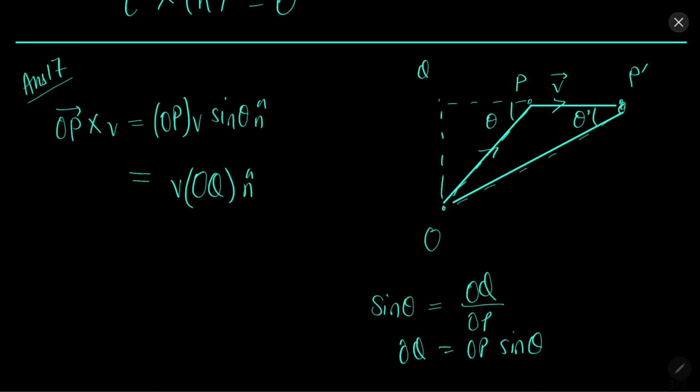And similarly you can see the same thing for OP dash. Okay, so it is clear that wherever you are, the OP cross V will be independent of the position P. The magnitude and direction will remain the same, so it will move in a straight line.